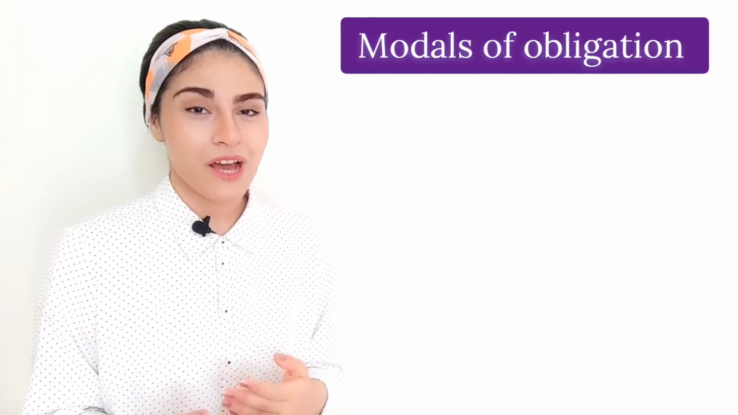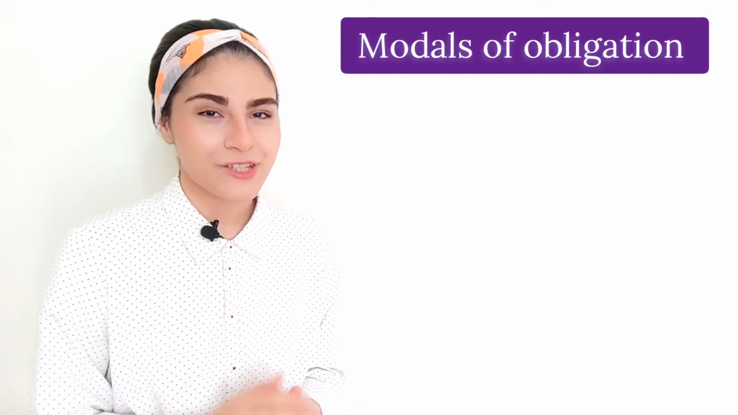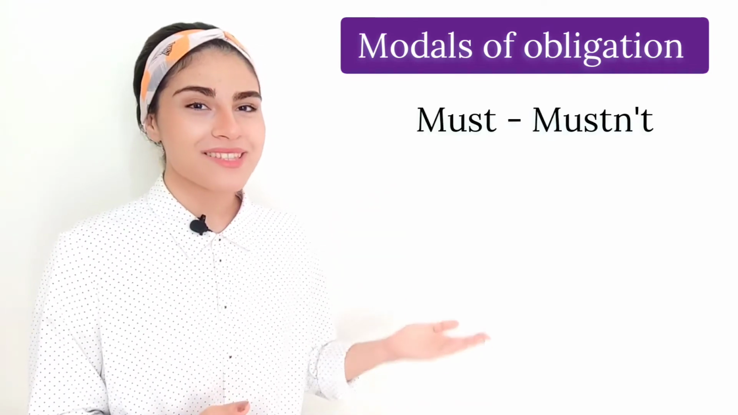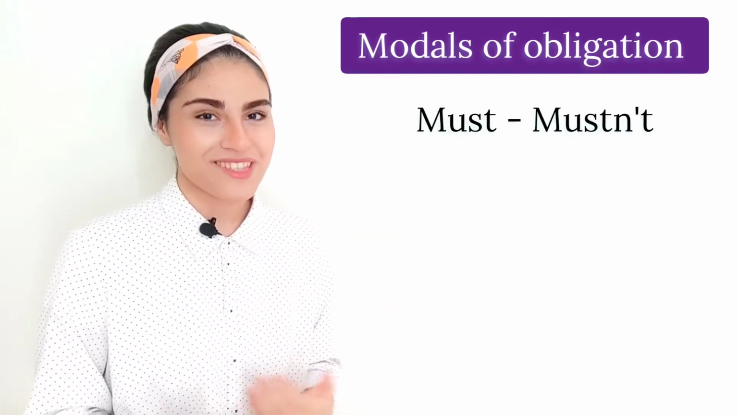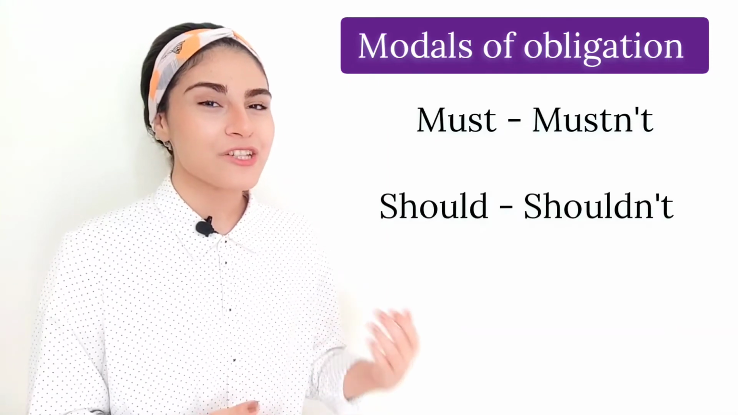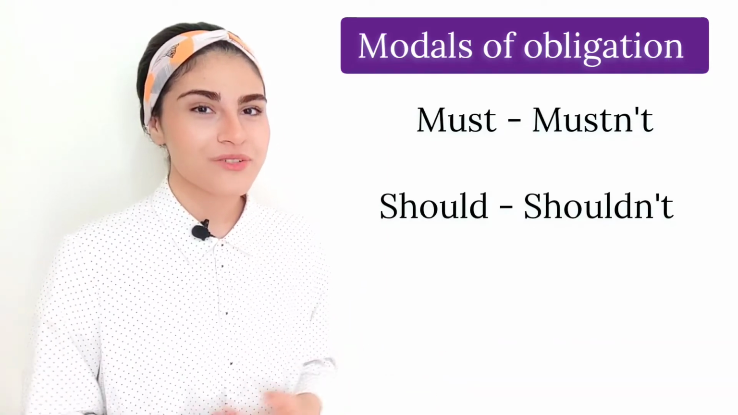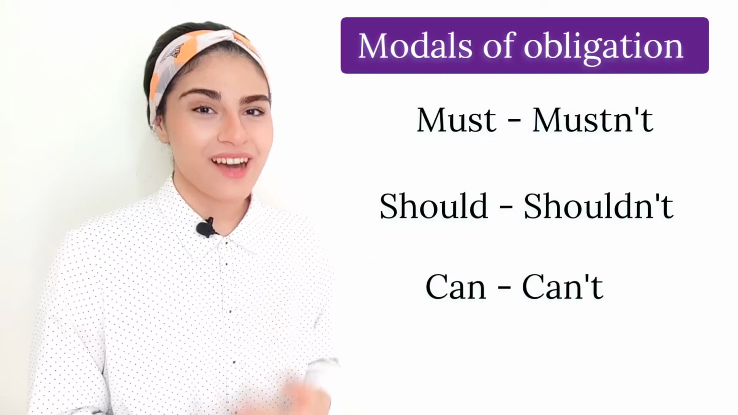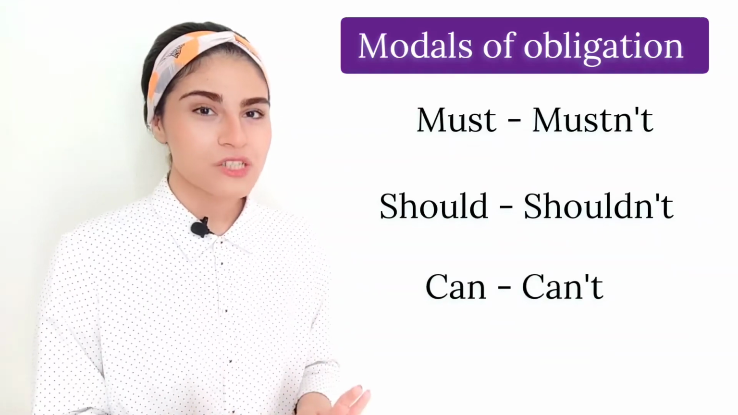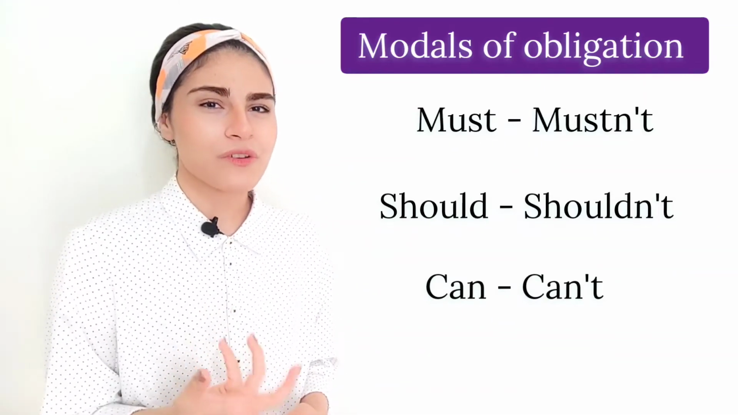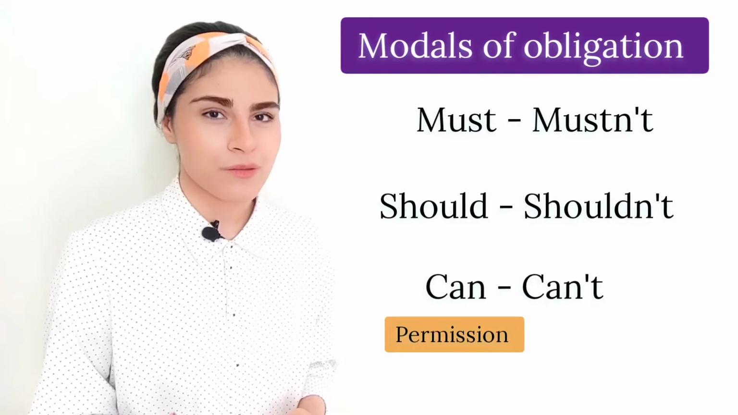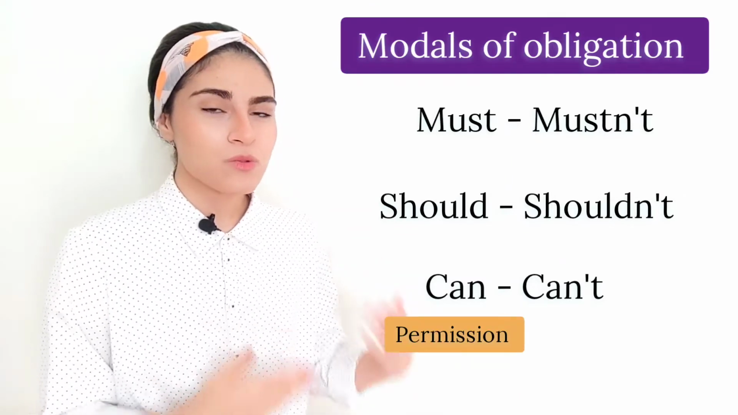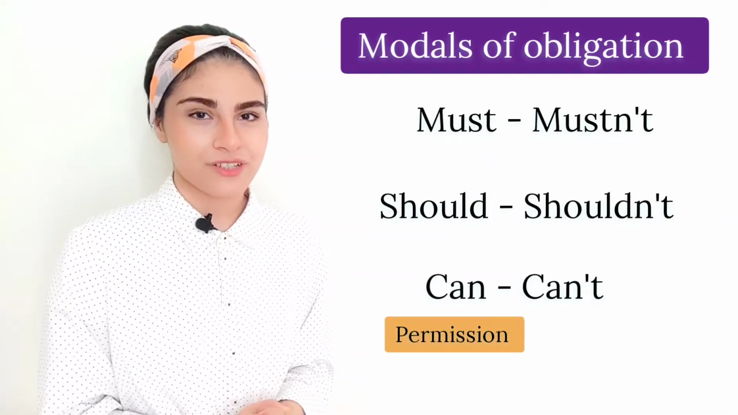So the modals that we use to talk about obligation are must and mustn't or must not, should and shouldn't or should not, can and can't, which we've already talked about. Can is more of a permission kind of modal verb, but can't is also used as an obligation.